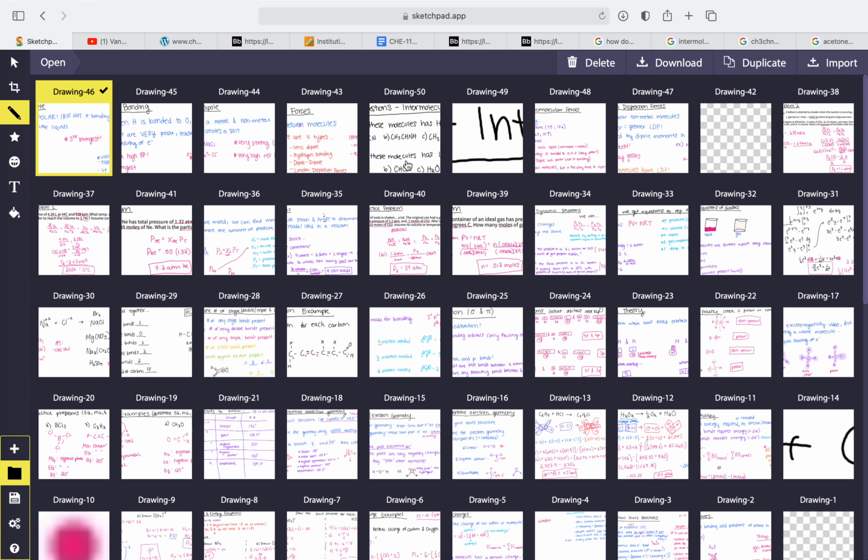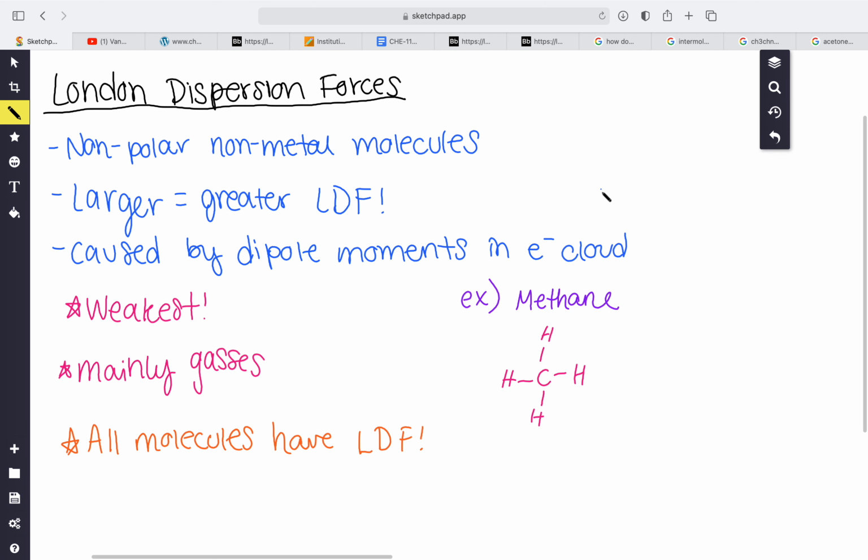Okay, so the last intermolecular force that we're going to talk about is London dispersion forces. London dispersion forces are really cool. They're kind of a hard concept to understand because it's not right in front of your face, like, here's exactly what's happening, right? When you're looking at a polar molecule, it's kind of easy to be like, okay, uneven sharing of electrons, that's going to make something slightly negative and slightly positive. Cool, got it, good. With London dispersion forces, it's always going to be your non-polar, non-metal molecules, right?